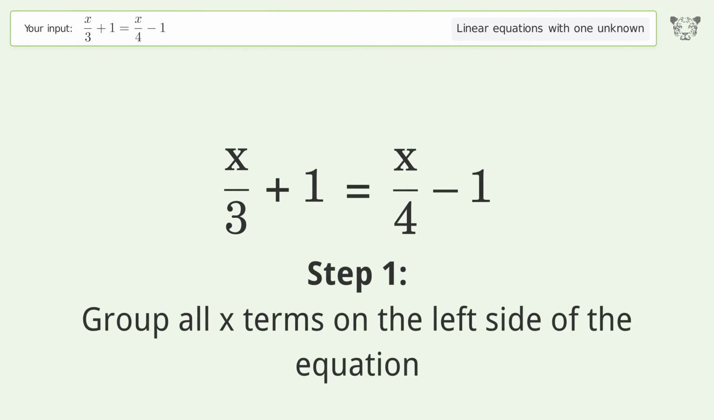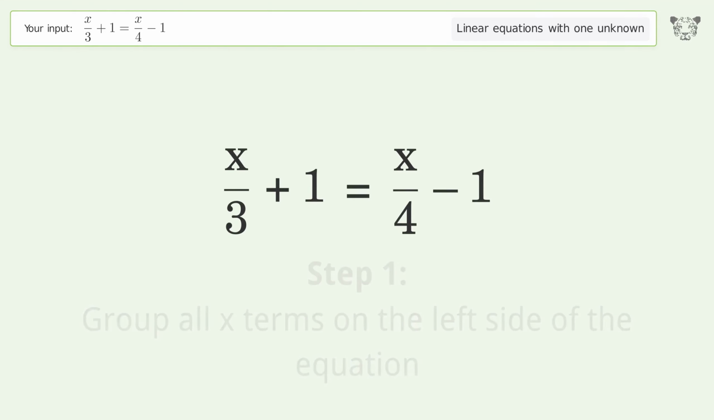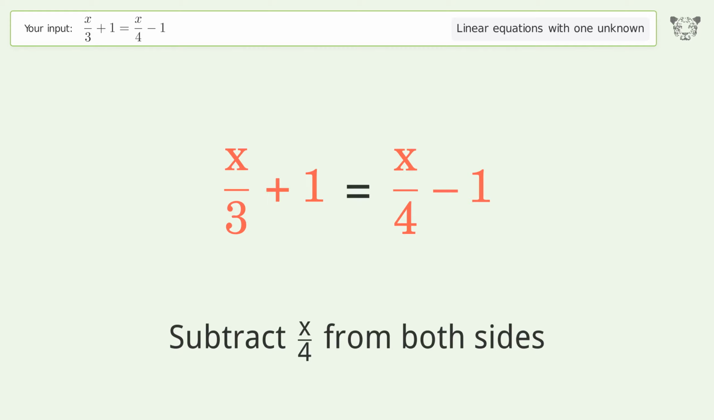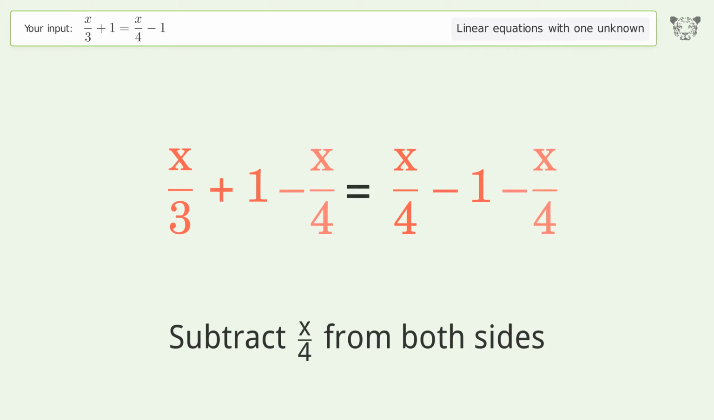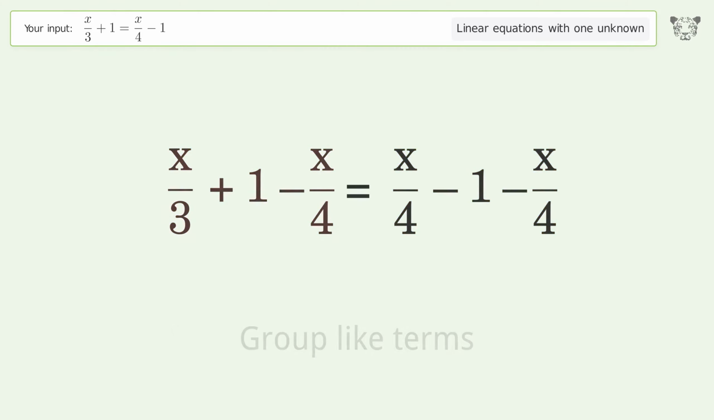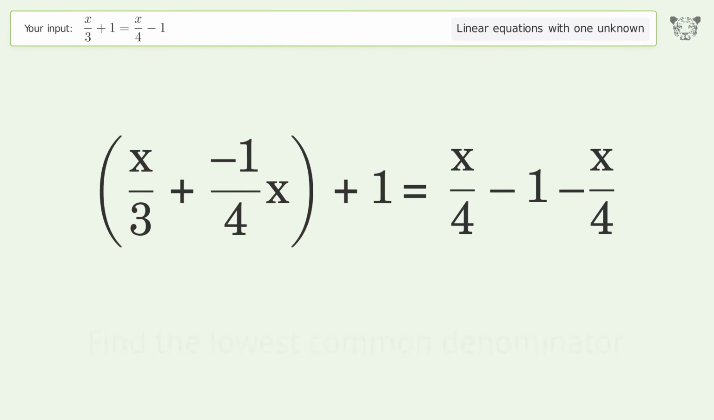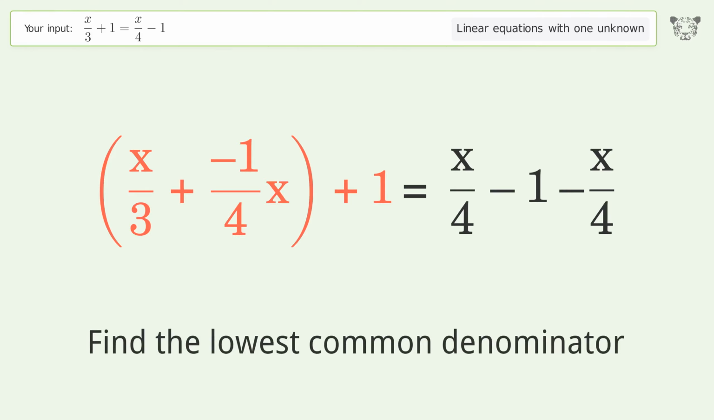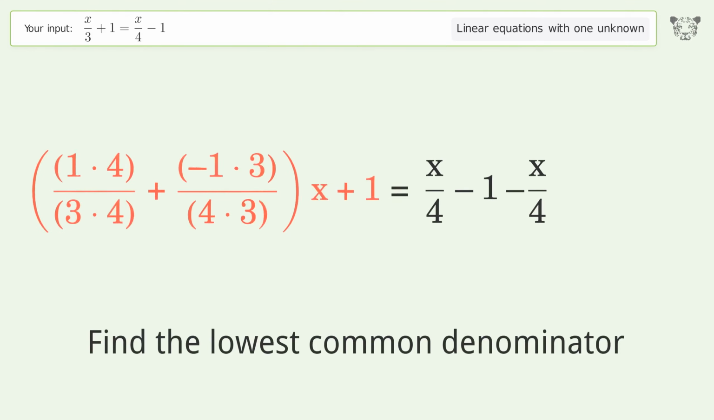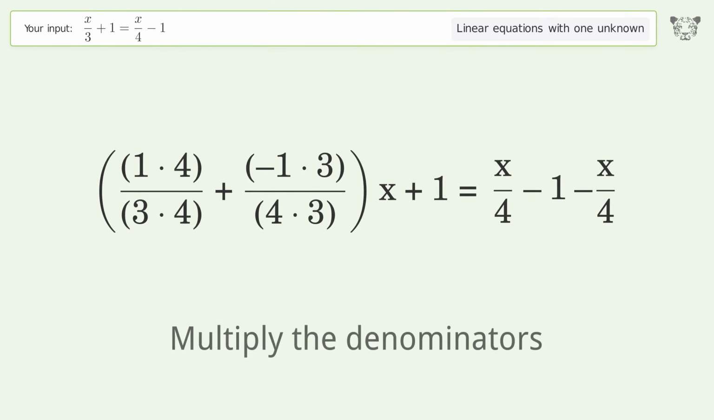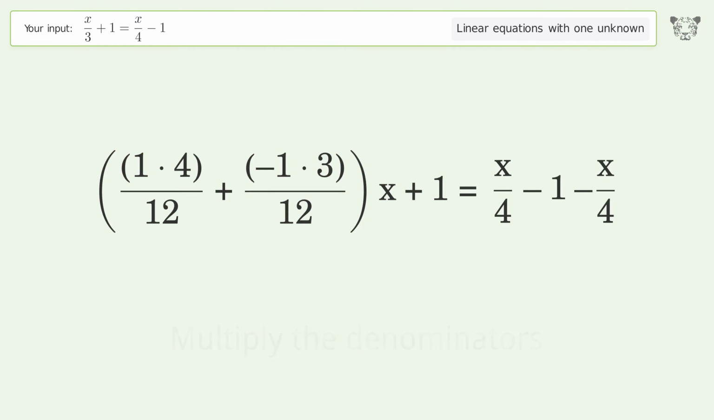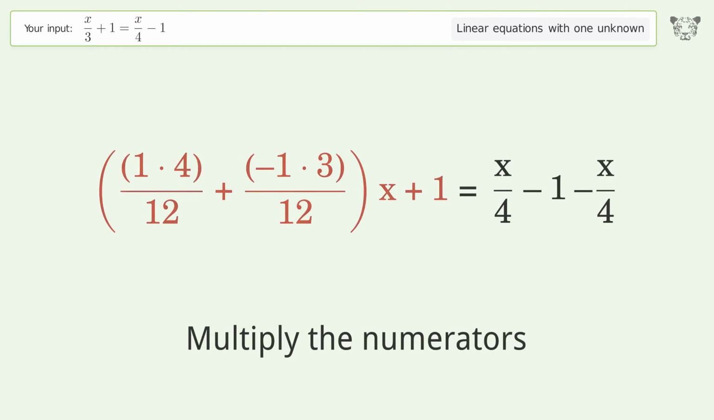Group all x terms on the left side of the equation. Subtract 10/4 from both sides. Group like terms. Find the lowest common denominator. Multiply the denominators. Multiply the numerators.